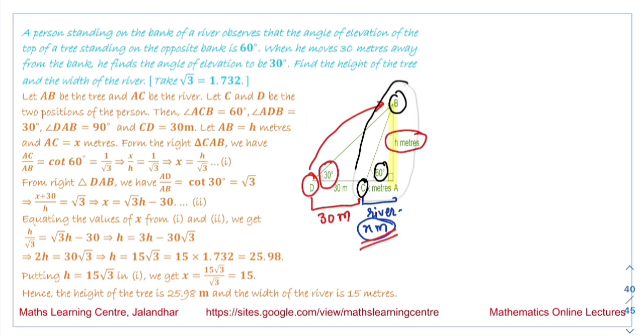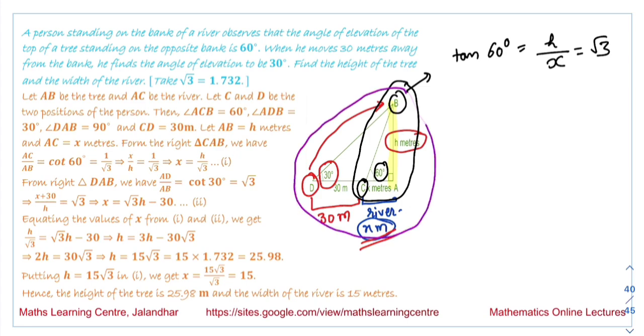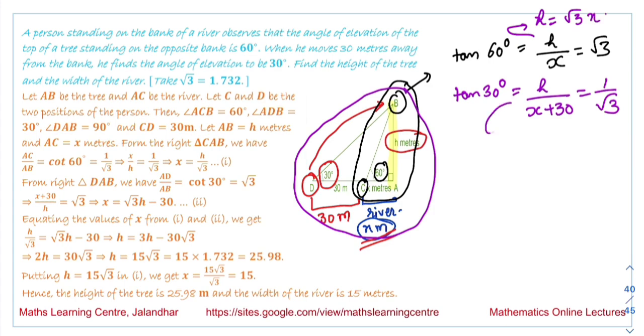So when we are talking about this triangle ABC, we are saying tan 60 degree, that is equal to h by x, that is equal to square root 3. Then we are considering this larger triangle over here. From this triangle we have tan 30 degree, that is equal to h over x plus 30 and this is equal to 1 by root 3. From this equation we get h is equal to root 3x. From this equation we get h is equal to x plus 30 by root 3.